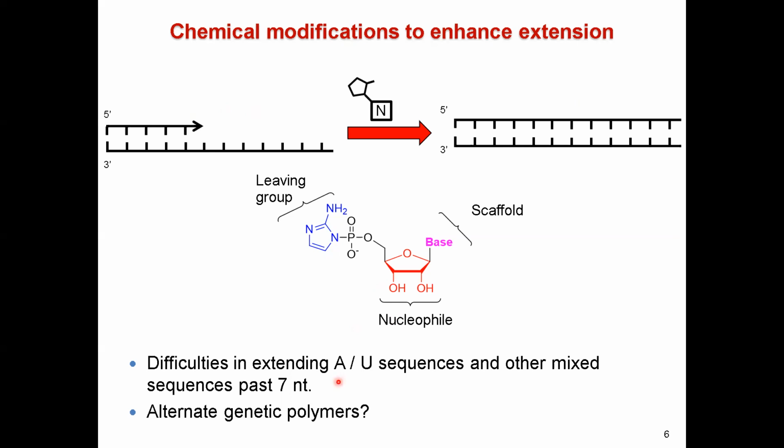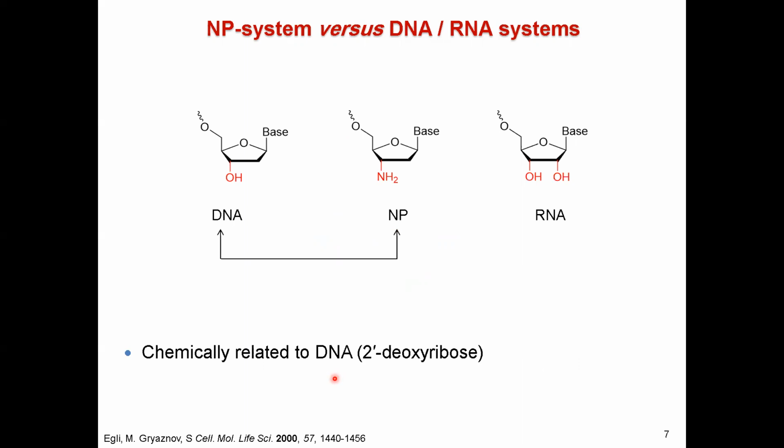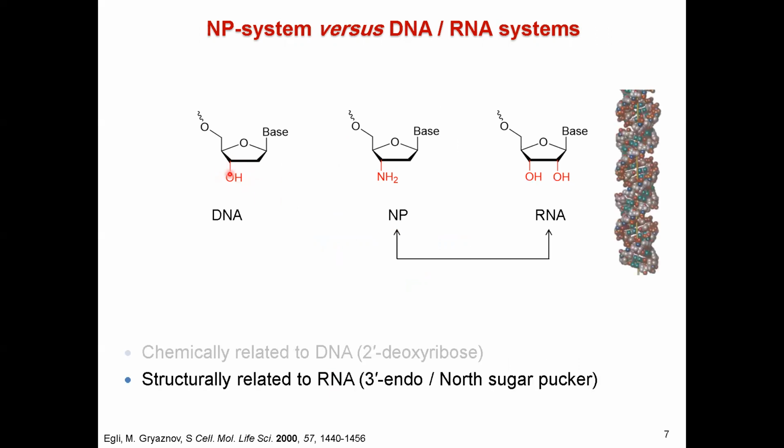So we're really thinking about alternate genetic polymers. And although there's been many different chemical modifications that have been surveyed in various groups, the one I'm going to talk about today is called the NP system. And so this is a chemical mimic to DNA, right? It resembles DNA because you're just swapping out this amino group for this hydroxyl. But in reality, this is a structural mimic to RNA. So it adopts this 3' endo sugar pucker. And so when it's in a polymeric strand, or even as the free nucleotide, it resembles RNA a lot better than DNA.